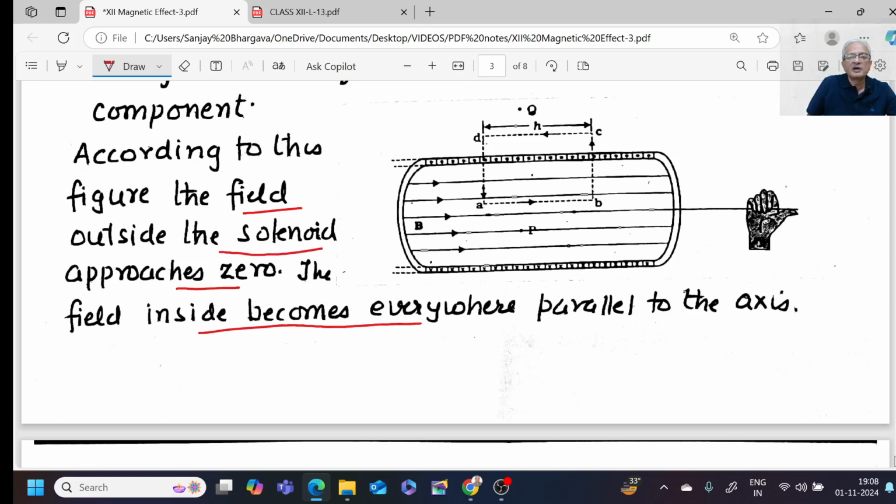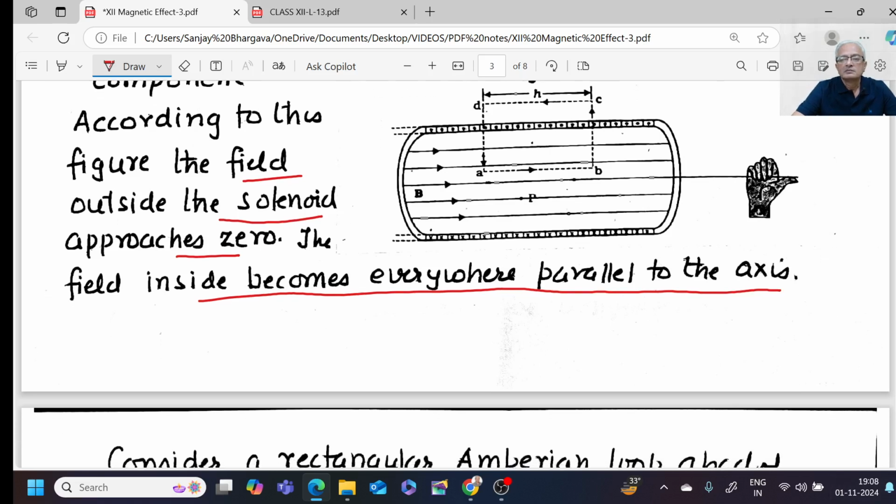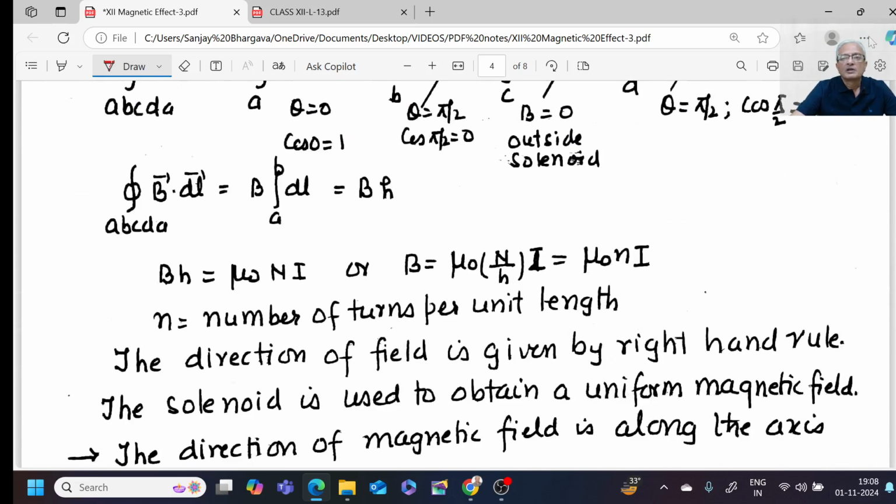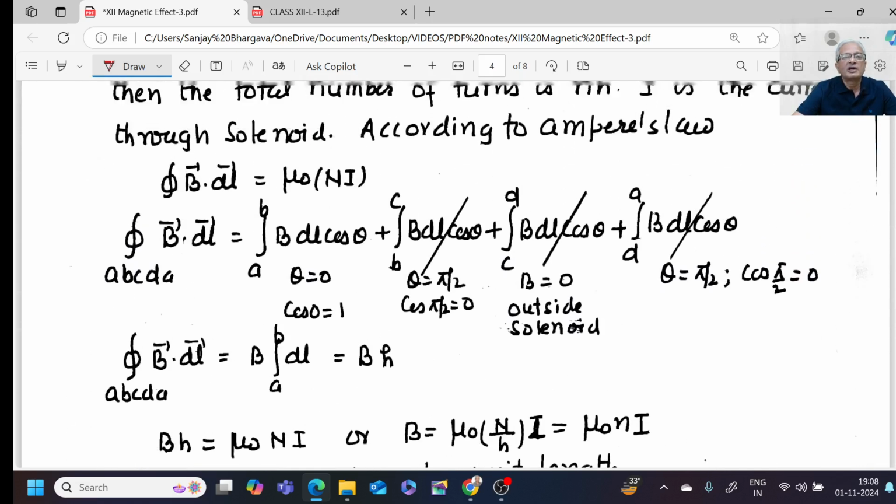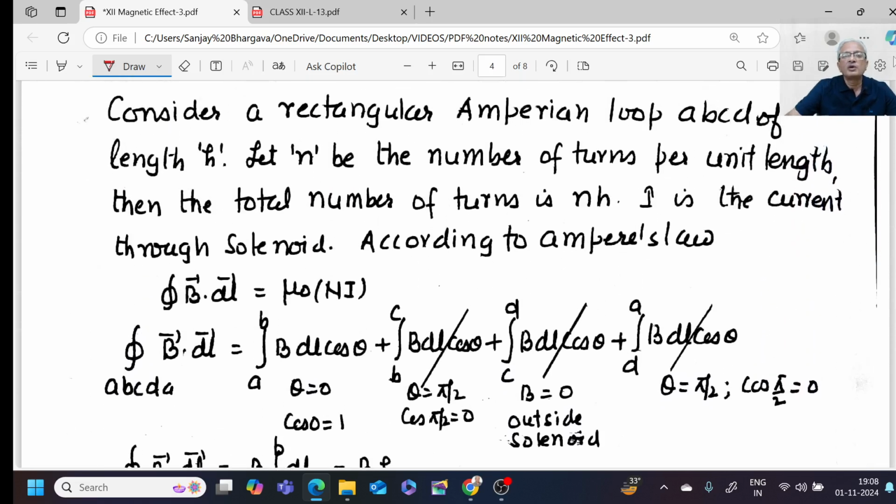According to this figure, the field outside the solenoid approaches zero. The field inside becomes everywhere parallel to the axis. Here we consider a rectangular Amperian loop ABCD of length h. Let us see in the figure.